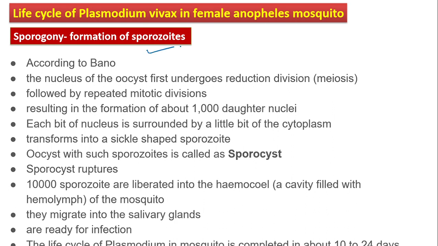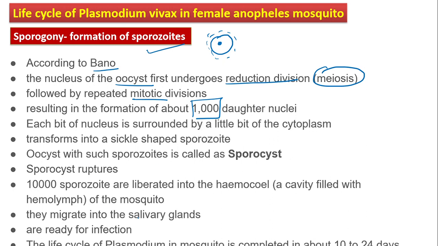What is sporogamy? It is nothing but the formation of sporozoites. According to Gano, the nucleus of the oocyst. अभी तक हमने कोई division नहीं देखी थी, just fertilization देखा and change in the shape देखा. अब oocyst का nucleus, already cyst है ना यहाँ पे. Okay, now the nucleus is undergoing reduction division. That means first meiosis will occur, followed by mitotic division, which results in 1000 daughter nuclei. इस nuclei को हम क्या बोलते हैं?